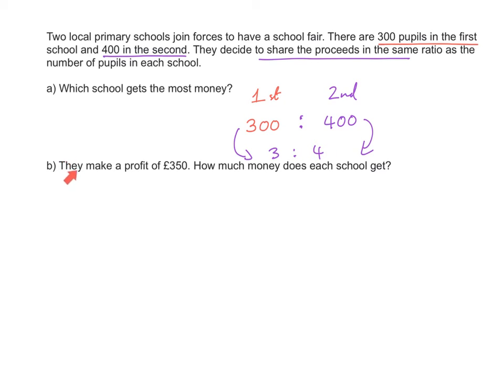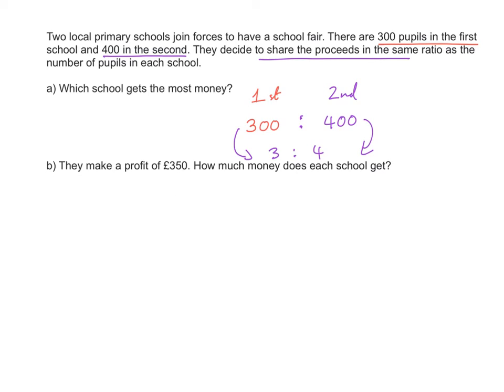Now in part B it says they make a profit of £350. What does this mean? Meaning that at the end of the fair they counted all the money and they saw that after taking away all the costs, the profit that they have is £350. The £350 is your proceeds. Now, how much money does each school get? So the £350 that you have here, you will share now according to the agreed upon ratio.